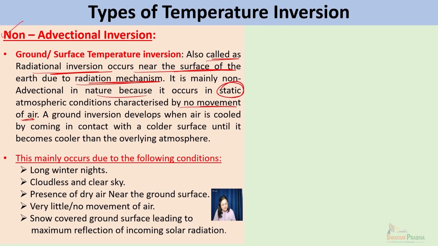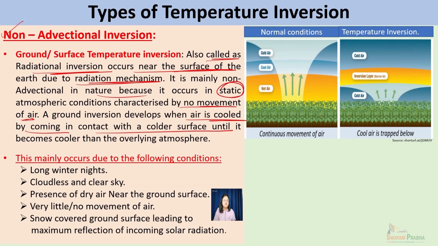A ground inversion develops when air is cooled by coming in contact with a colder surface until it becomes cooler than the overlying atmosphere. As we know, our earth is heated from below, so the atmosphere closest to the surface of the earth copies its properties. It absorbs the property of the ground surface.